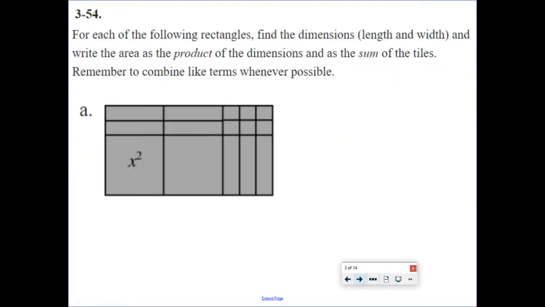Now, here is the first problem we're going to work on, problem 354. For each of the following rectangles, find the dimensions, length and width, and write the area as a product of the dimensions and as a sum of the tiles. Remember to combine like terms whenever possible.